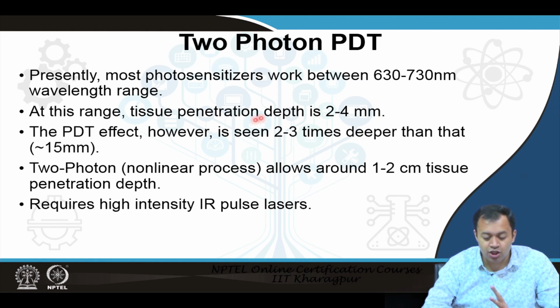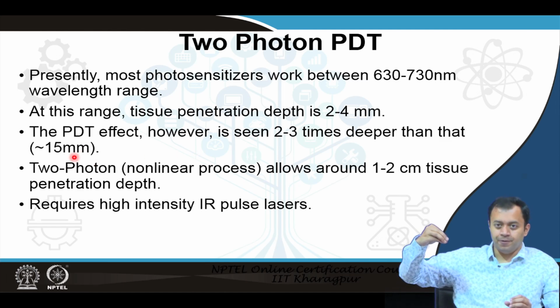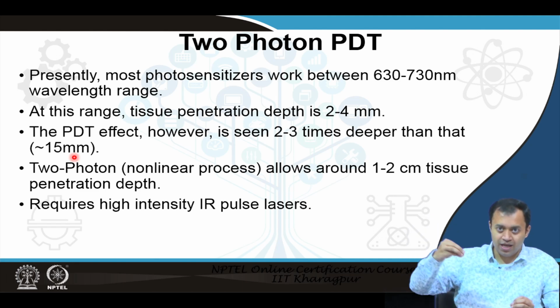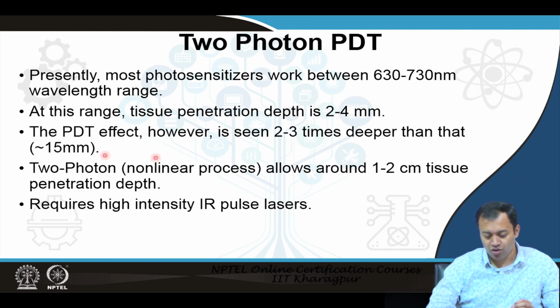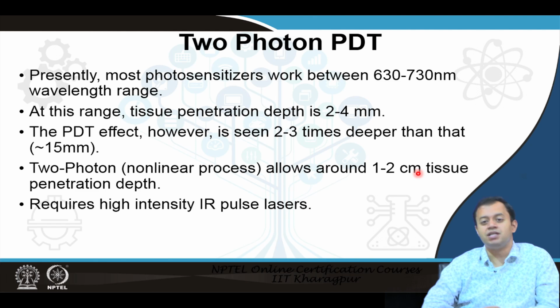Presently the bottleneck is that the tissue penetration is only 2 to 4 millimeter. The PDT effect, well, we have seen 2 to 3 times deeper than that. 15 millimeter can be achieved, because, as I said, the fiber does not necessarily need to go to the source of the tumor, as long as the light coming out of it is able to penetrate. You have used optimized light at a particular frequency to reach 15 millimeter, but still millimeters are small. We need something in the range of centimeter.